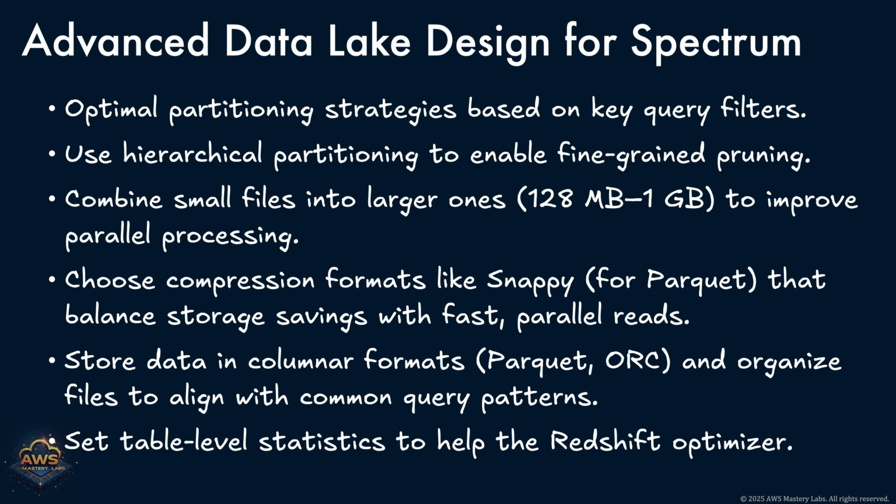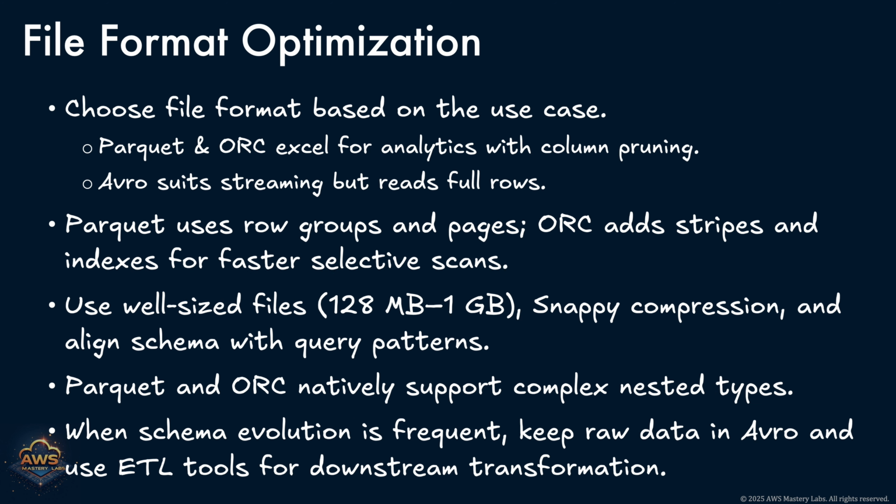When optimizing your data lake for Redshift Spectrum, choosing the right file format is essential for both performance and cost efficiency. Let's start with a quick comparison. Parquet and ORC are both columnar formats, which means they store data by columns rather than by rows. This structure allows Spectrum to read only the columns needed for a query, resulting in significantly faster performance and lower costs, especially for analytical workloads.